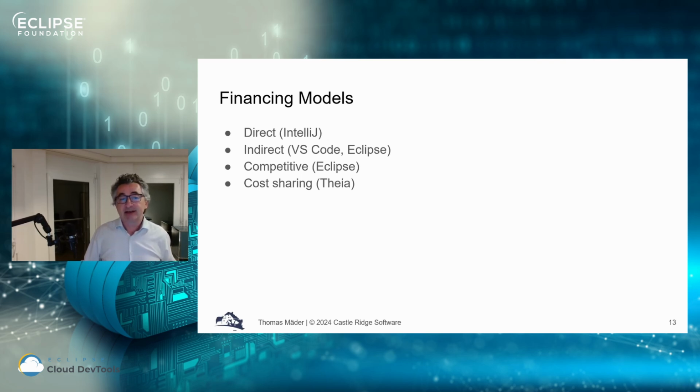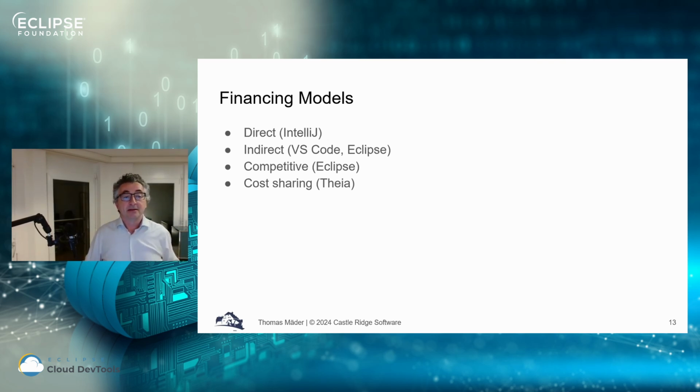The second one is an indirect financing. That's what VS Code and also Eclipse in a way does, where they give you an IDE, but they want to sell you something else. So for example, with VS Code, it would be Gitpod licenses, you give them $20 a month or things like that.